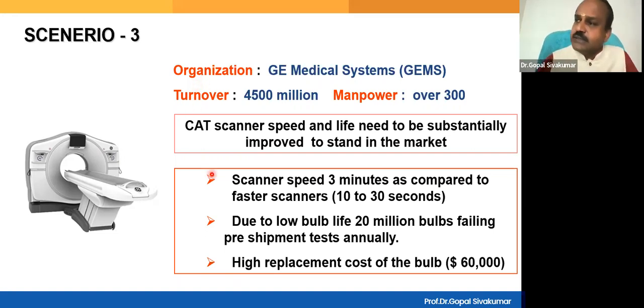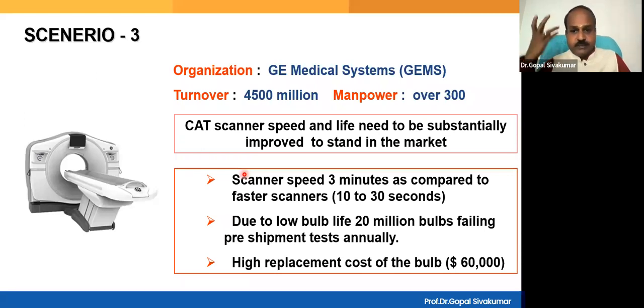And you can see, imagine, the cost of poor quality there, right? 20 million bulbs annually, and every bulb is costing about $60,000. Now, if you multiply by the 20 million, imagine the cost of poor quality. So that is the reason why General Electric adopted Six Sigma.